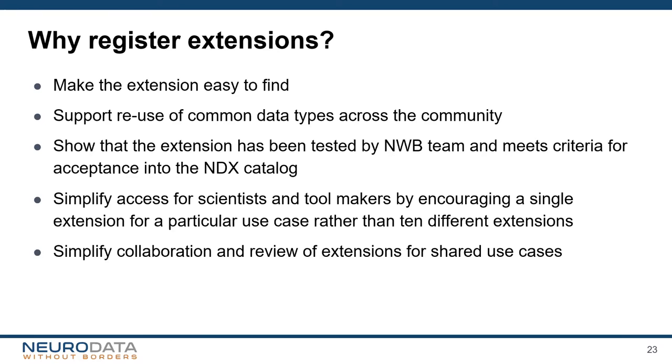Extensions that are in the catalog are tested by the NWB team, and you know that they will meet criteria for acceptance into the catalog. This also simplifies access for scientists and toolmakers by encouraging a single extension for a particular use case. So a tool developer who has a particular kind of analysis tool that requires a particular extension, someone else can make a similar tool that uses the same extension, so that the same data file can be used in both tools. It also simplifies collaboration and review of extensions for shared use cases.